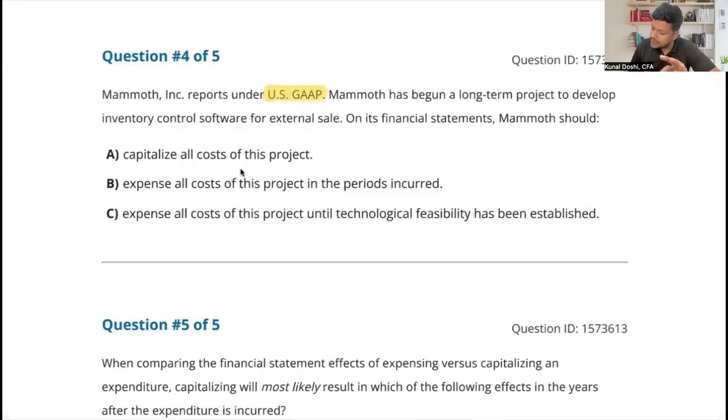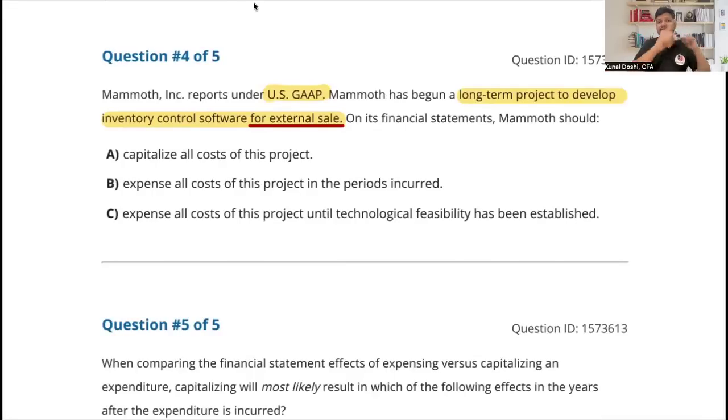Company reports under US GAAP. Company has begun a long-term project to develop inventory control software for external use. Do you remember what we did in the balance sheet? Software for sale. Under US GAAP, software for sale has a similar treatment as IFRS. Before technical feasibility, what do you do? You expense it. Later on, once technical feasibility has been reached, you capitalize it. This treatment is the same under IFRS and US GAAP, for software for sale.